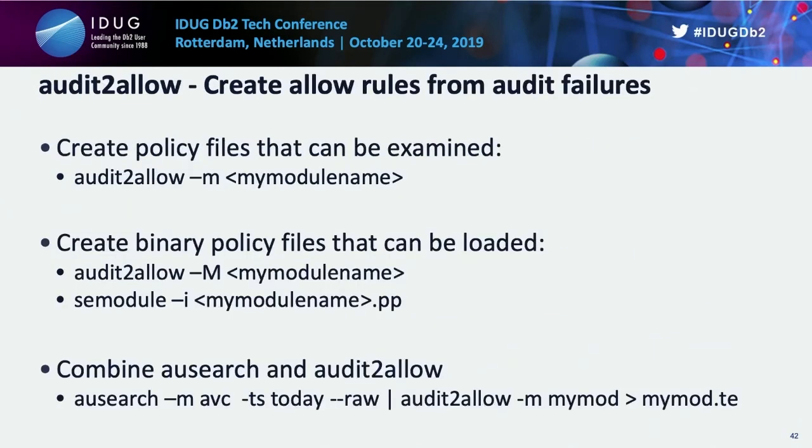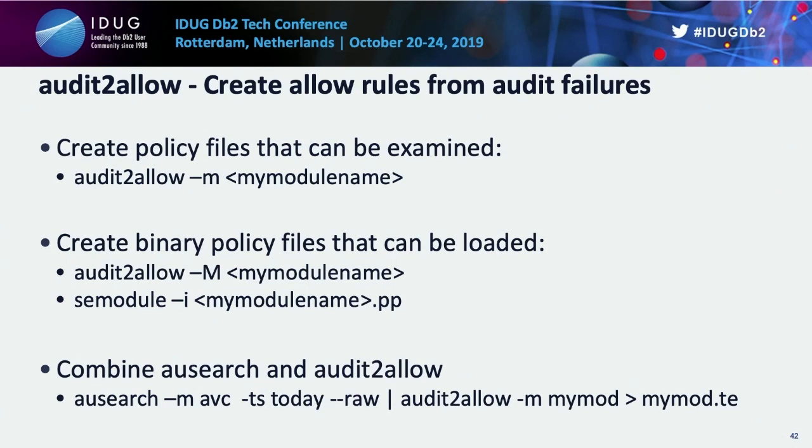So audit2allow, what we just showed, is creating policies. It can create two types, okay? It can create a source file version of the policy that just has the rules as code that you can look at, or it can directly create the policy file, the binary file that you immediately load. That depends on whether it's a little m or a big M as the option for creating the module. I always prefer to first do the little m so you can look and see exactly what it was doing. It's very educational.